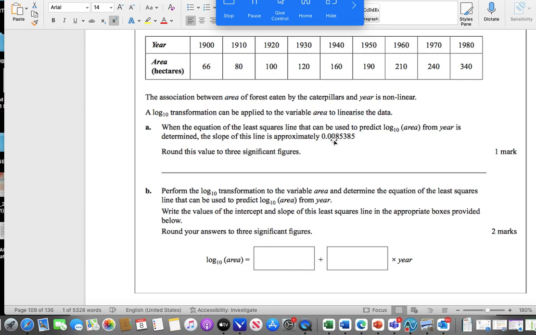So you don't start counting until you get to the first non-zero, which is 8. So 8, 5, 3, that would be the 3 significant figures. But because the fourth one is an 8, it has to go up, doesn't it? So it'll be 0.00854. So you guys write that in there.